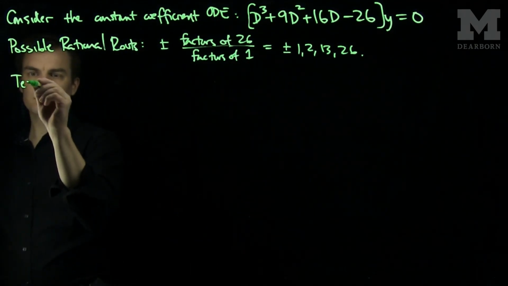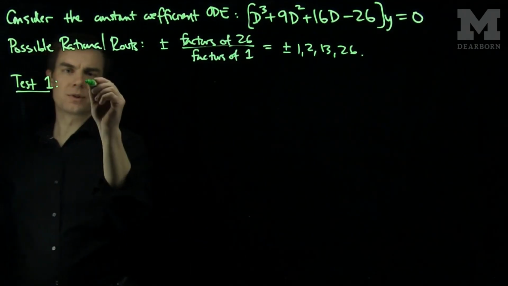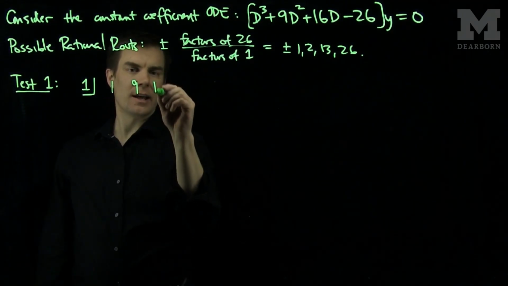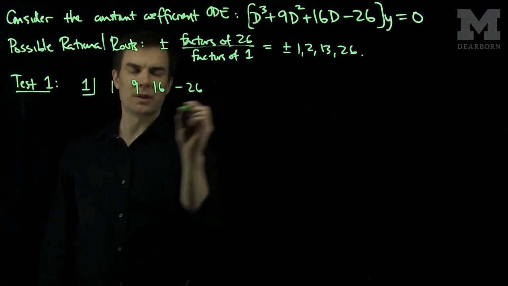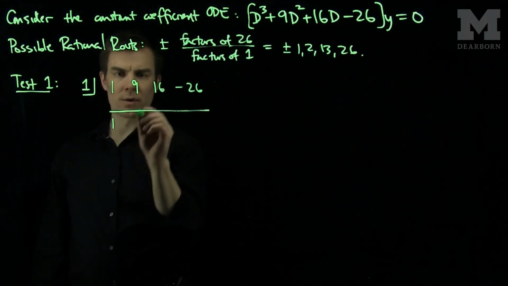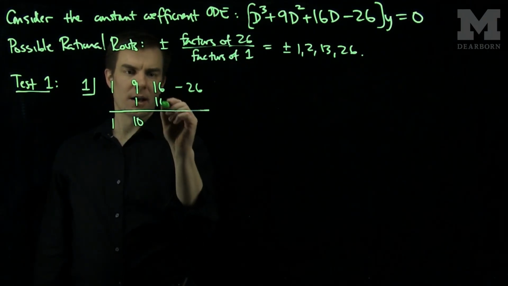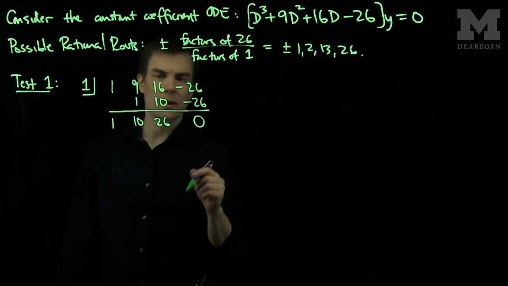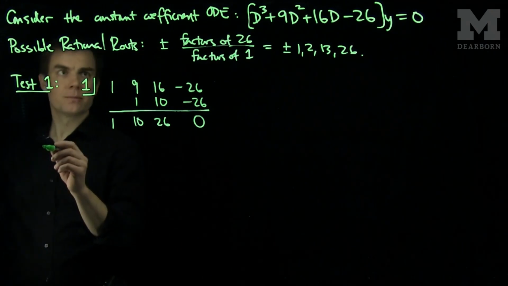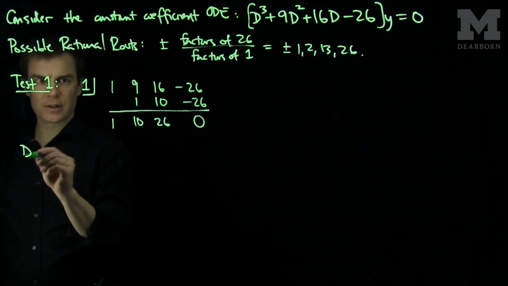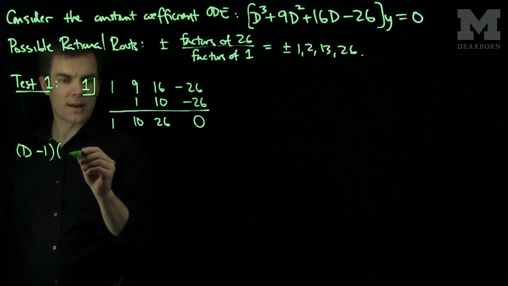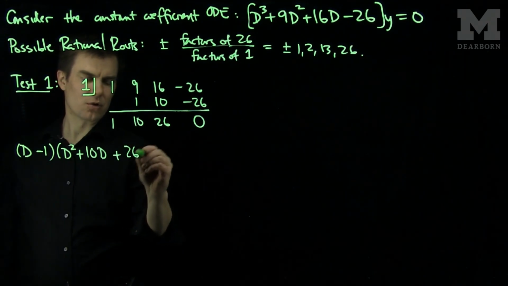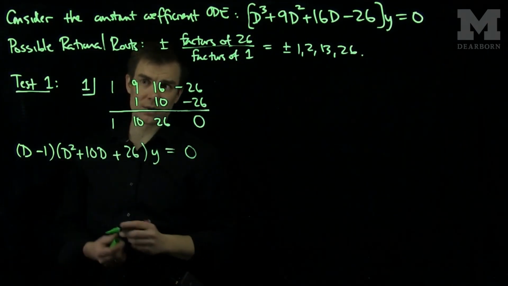So we'll test 1. So we'll do synthetic division. I have 1, and then I'll put a 1, a 9, a 16, a negative 26. Bring the 1 down. 1 times 1 is 1. I'll have a 10, a 26, and a negative 26, and I'll get 0 over here. So we see that 1 is in fact a root of this equation. So we can take our constant coefficient ODE and write it as D minus 1, and then D squared plus 10D plus 26 applied to y is equal to 0.